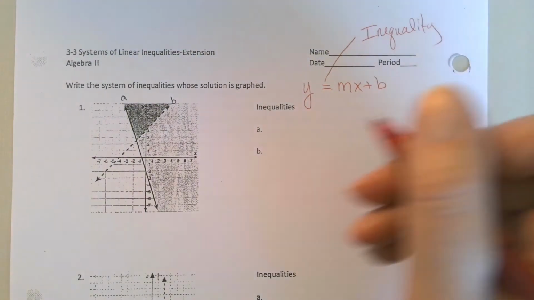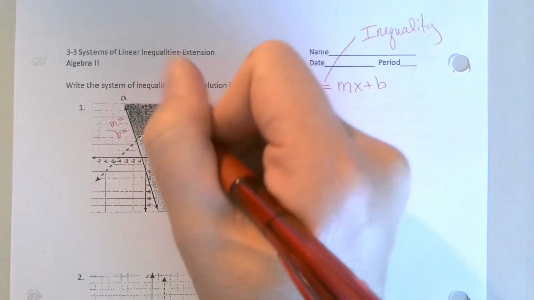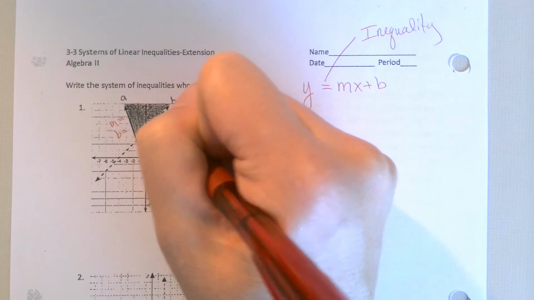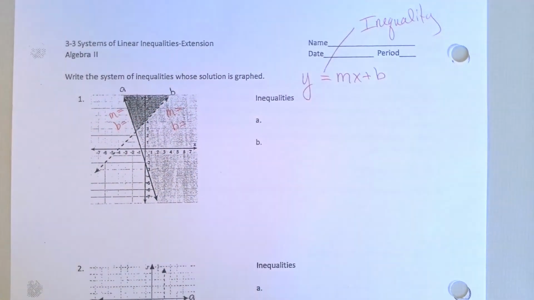The 2 things I need to write the equation of a line are m and b. So beside each line, find m, find b. Help yourself form those. We're going to put it in an equation and decide if it should be less than or greater than and equal to.